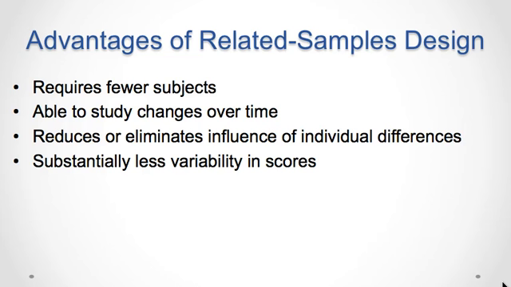The advantages of related samples design, or repeated measures design, is that it requires fewer participants, especially if we are observing pre-post. We are able to study participant changes over time. Related samples designs reduce or eliminate individual differences since we're using the same participants, which leads to substantially less variability in scores.